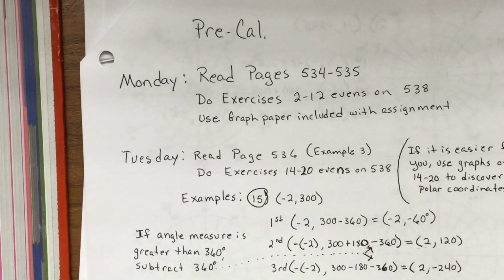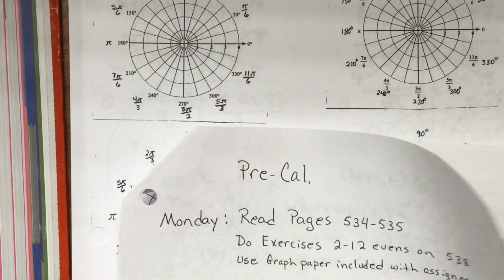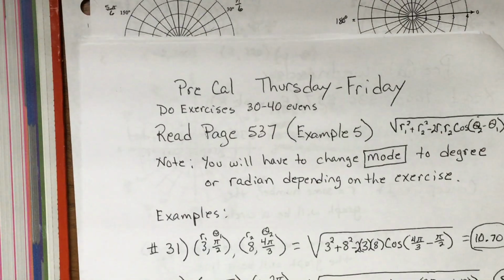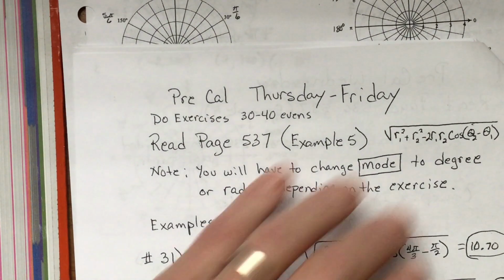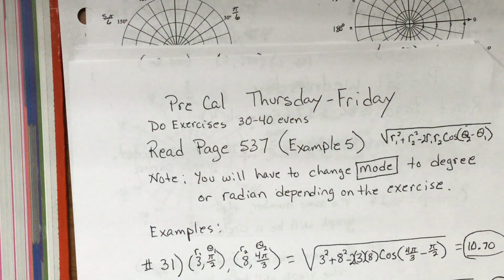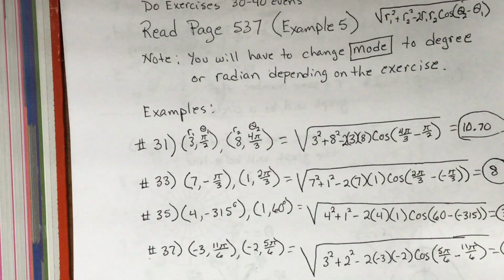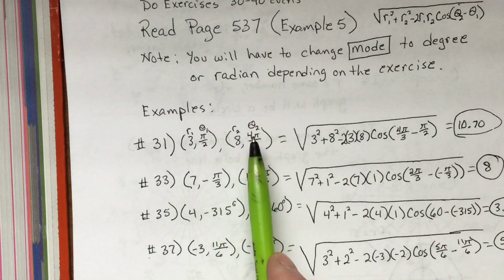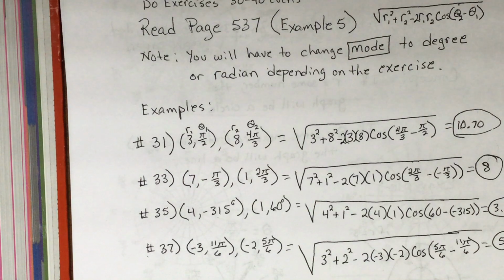Now 2 through 12. Sorry, wrong page. There we go. 30 through 40, the evens. It's the law of cosines. It's no big deal. Okay, if you look at number 31, they give you 2 points, and you're going to find the distance between those 2 polar points.